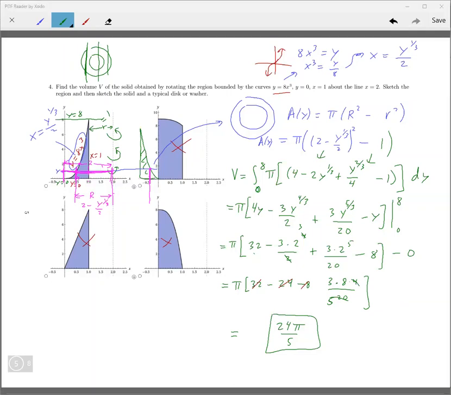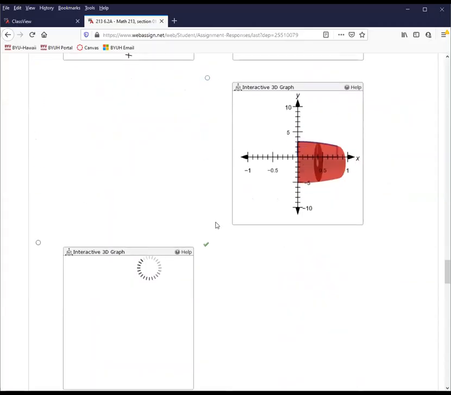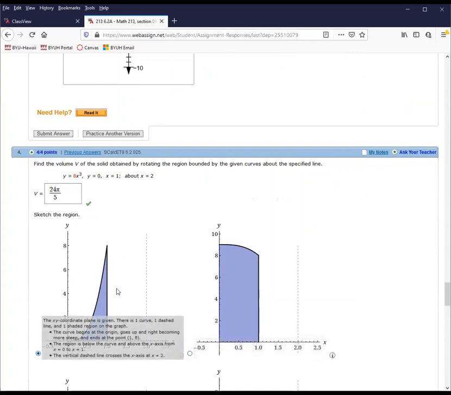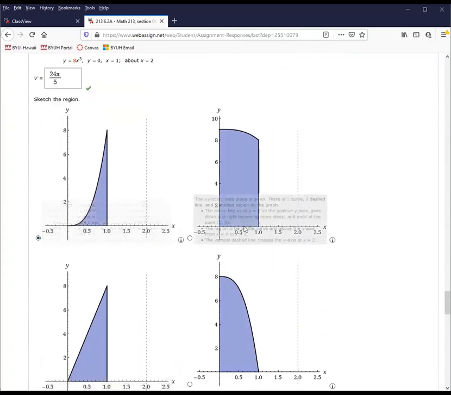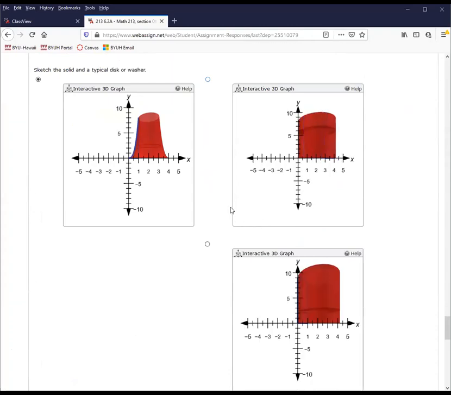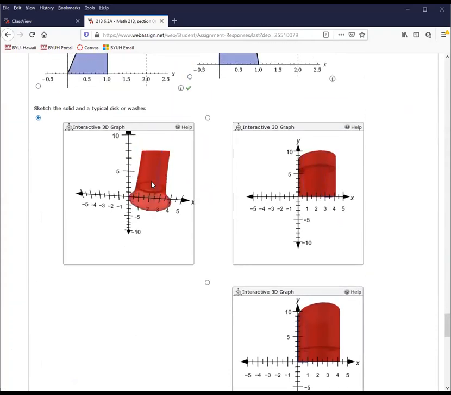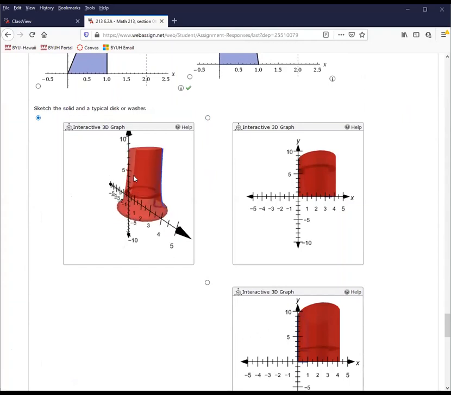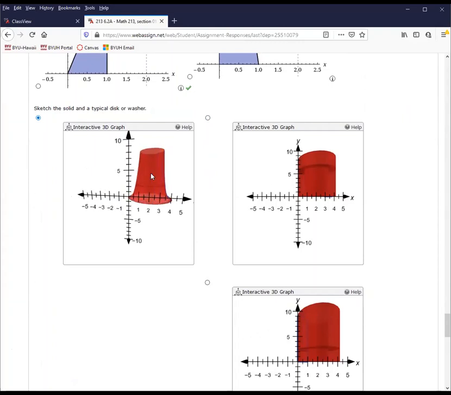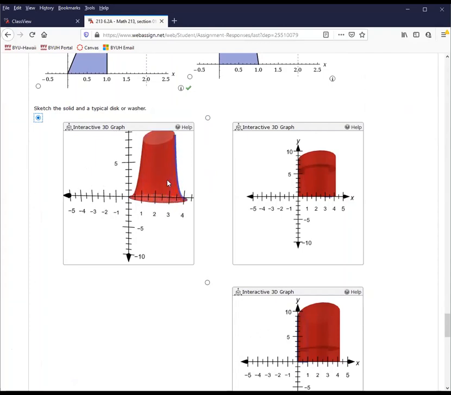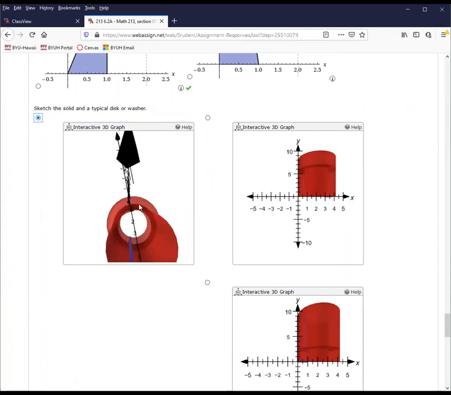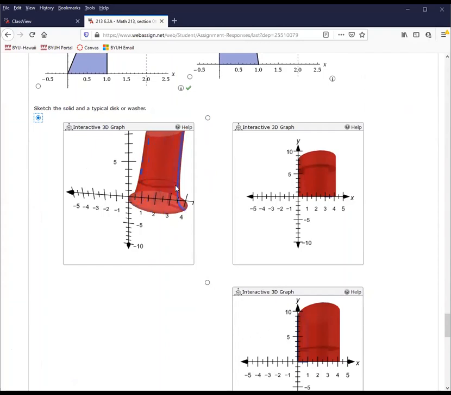As the answer. Okay, so we come over here to WebAssign for this problem. This is the one that's being rotated around. And here, this is going to be the answer again. And you can kind of see there's the region right here being rotated around. I wish I could pause this. That would be nice. But I can't. And there's a big hole in the middle. And then this is a typical washer right here, this in dark red.